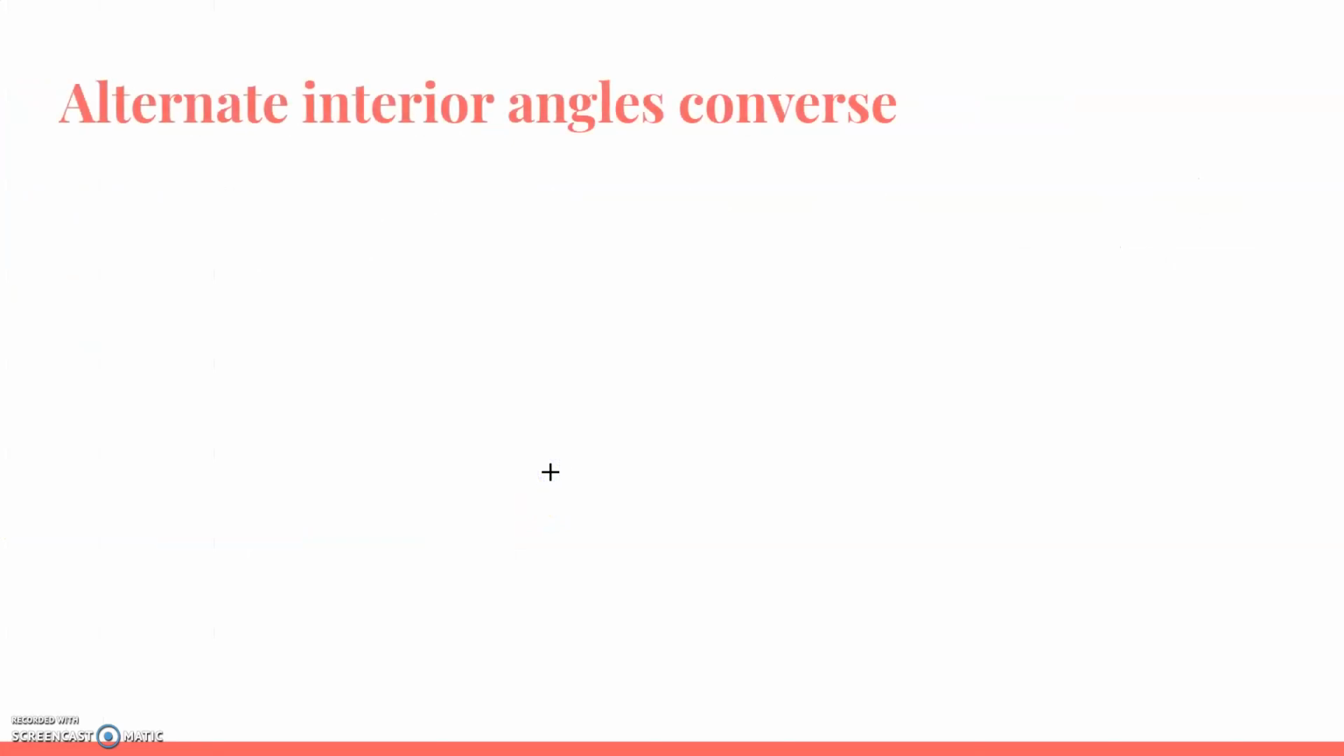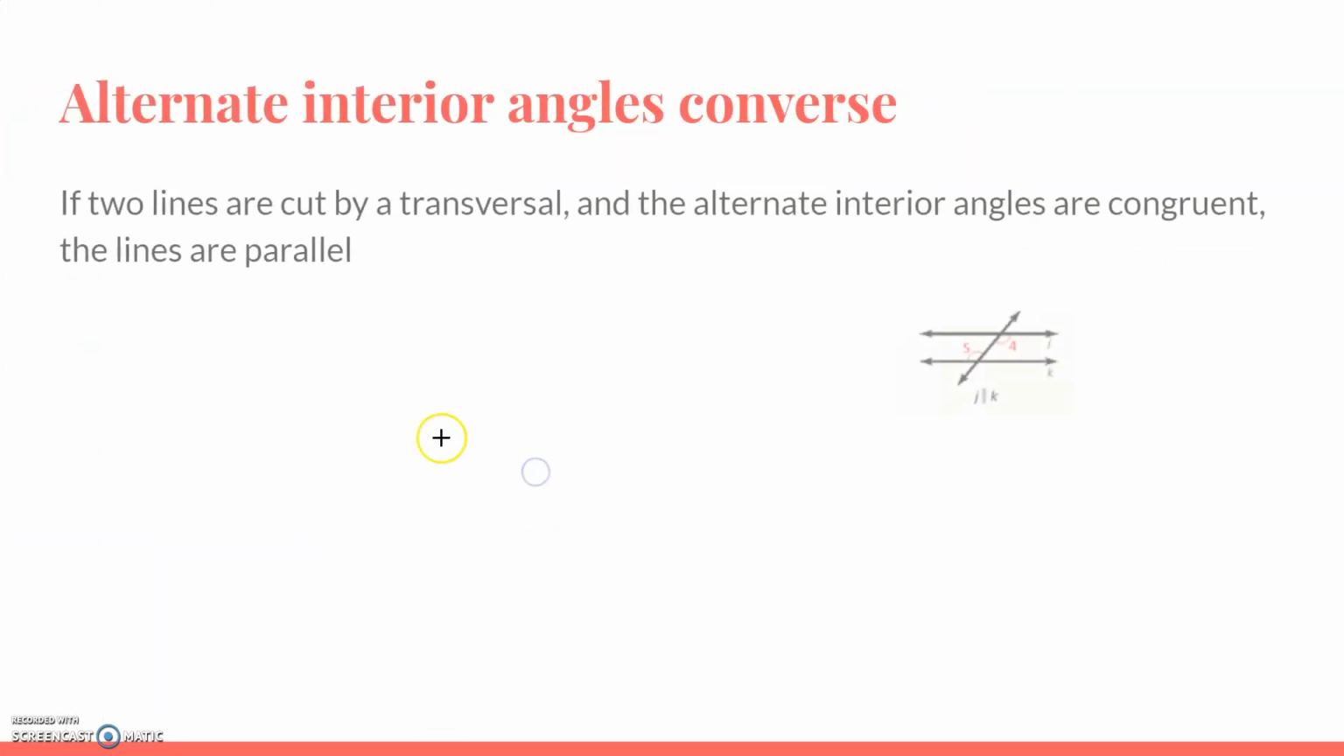Alright, so the alternate interior angles converse. If two lines are cut by a transversal and the alternate interior angles are congruent, then the lines are parallel. So you can see here, if these two angles are congruent, and we know that they are because of this line and this line being the same, lines J and K are parallel.